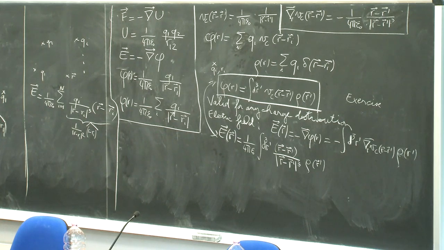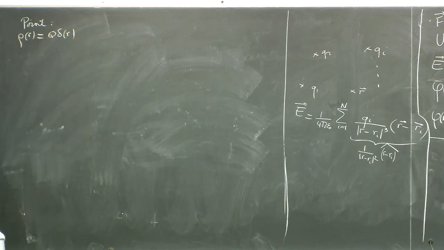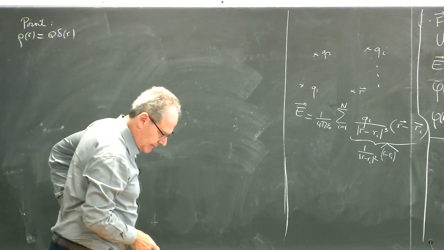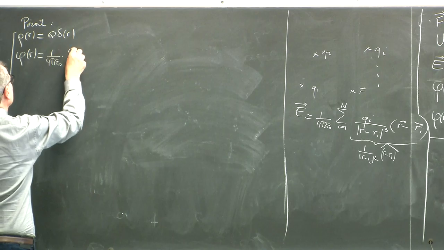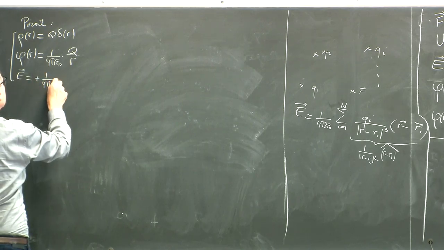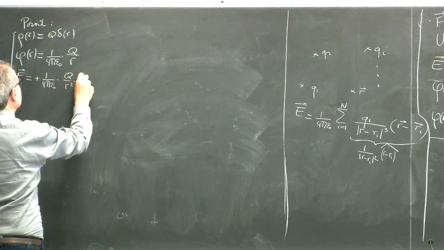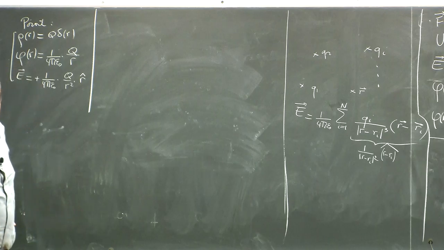So there are three types of geometry that we will study, and which I put here. The point geometry, so rho(r) is q delta(r). For instance, if you have a particle at point zero, phi(r) is 1 over 4 pi epsilon 0 q over r, and the electric field is plus 1 over 4 pi epsilon 0 q over r squared times the unit vector r. That's for the point. Okay, that's trivial.